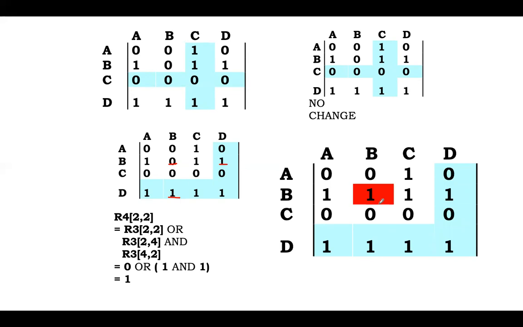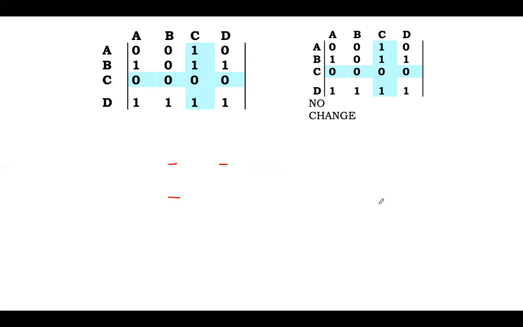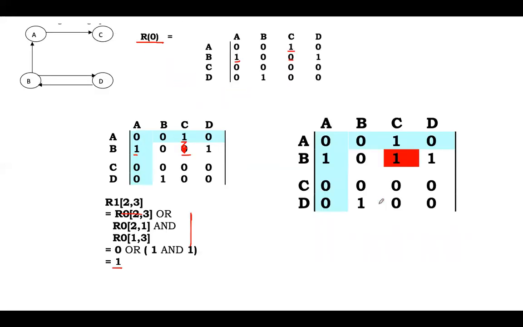Is it clear? Using Warshall's algorithm, step by step, we found the transitive closure matrix for this given graph.